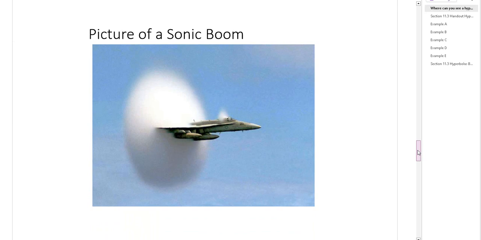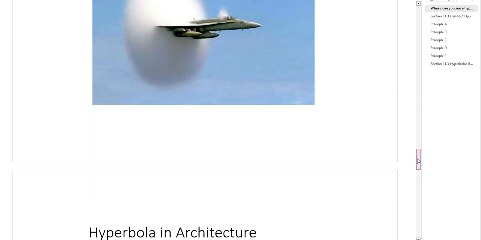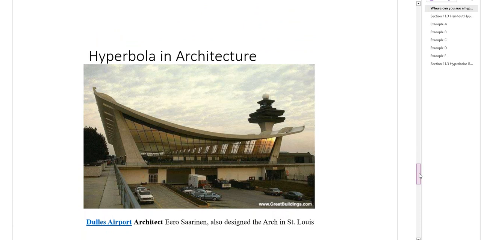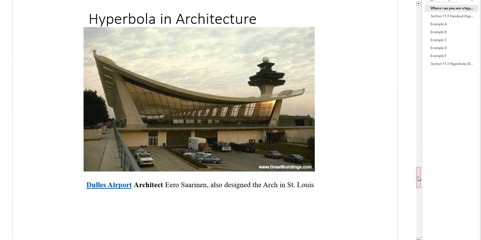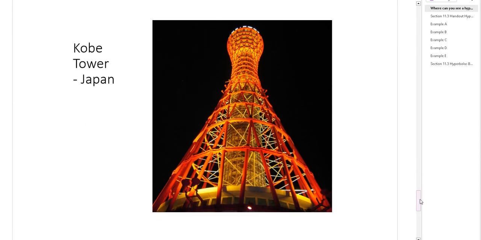Just kind of a nice cool shot of actually breaking the sound barrier. In architecture, you can see the shape of a hyperbola in Dulles Airport and in the Kobe Tower in Japan. So not quite as common as the shapes of a parabola, but definitely it's out there.